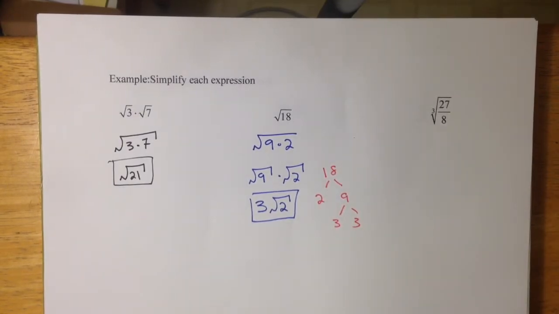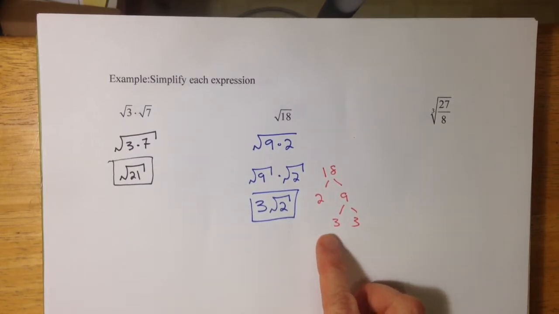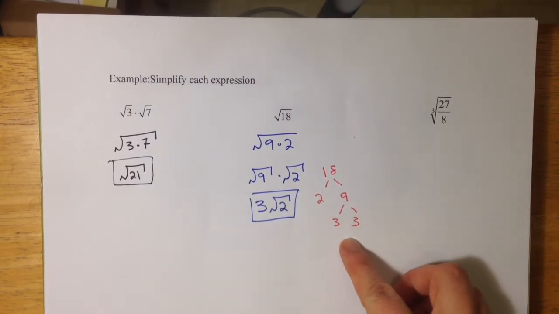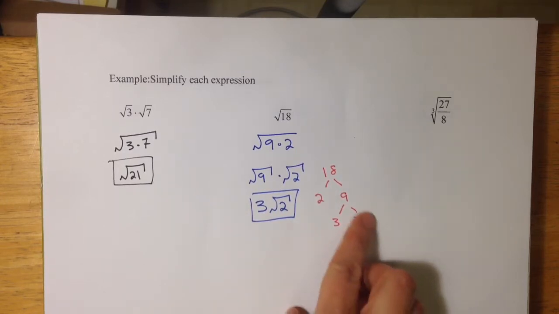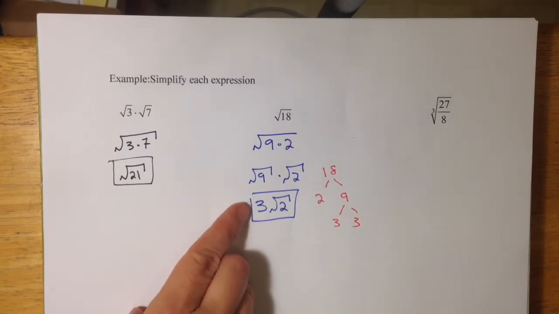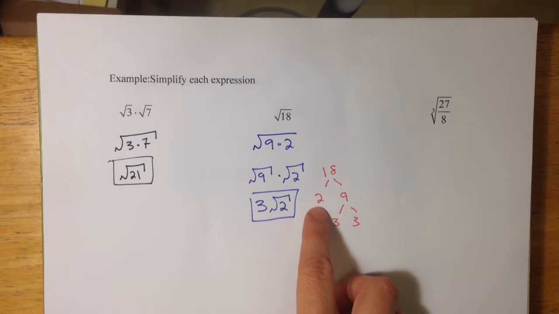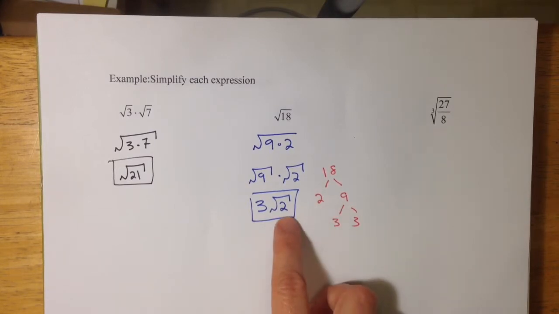Now, because this is a square root, we're looking for pairs. We're looking for perfect squares. 3 and 3 make a perfect square of 9, whereas that 2, that's all by itself, doesn't make a perfect square. So because there's a pair of 3's, I end up with one 3 on the outside, and since the 2 didn't have a pair, it winds up stuck on the inside under the radical.